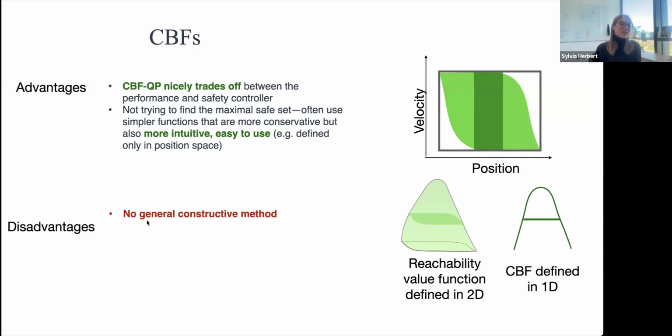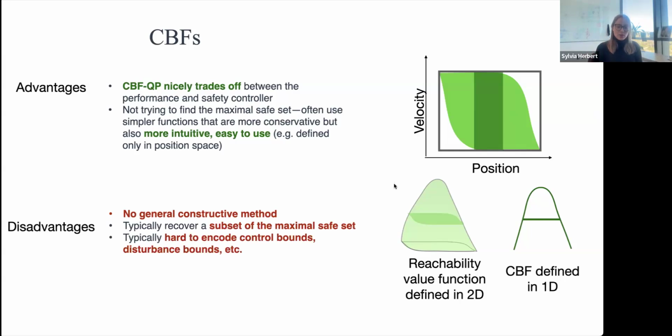And that's very important because in general, there's not really constructive methods for this. People will try to come up with hand-tuned examples like this, very similar to control Lyapunov functions, guess and check type things, or try to fit a control barrier function using data-driven sub-methods. You typically recover a subset of the maximal safe set. That is, in some cases, a disadvantage. So you're often more conservative. And it's typically hard to encode control bounds and disturbance bounds. That's again because you are asking so much of this function that constricting the design space even more makes it even harder to find a valid function.